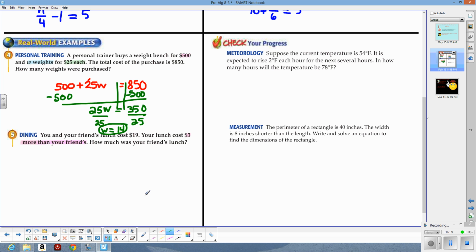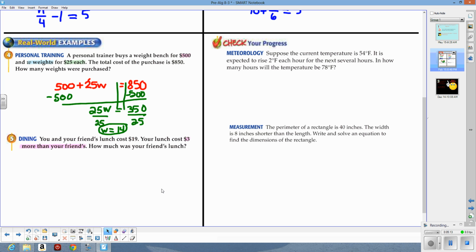The next example: you and your friend's lunch cost $19. Your lunch cost $3 more than your friend's. How much was your friend's lunch? Well, together, the total cost for the lunch was $19, so the total is going to be 19. What we don't know is how much our friend's lunch cost. So let's call it F for our friend's lunch.